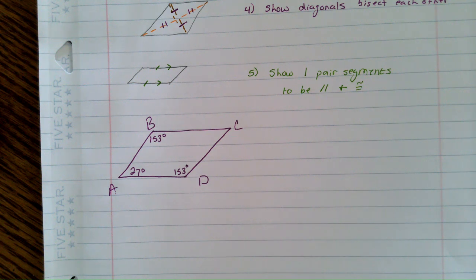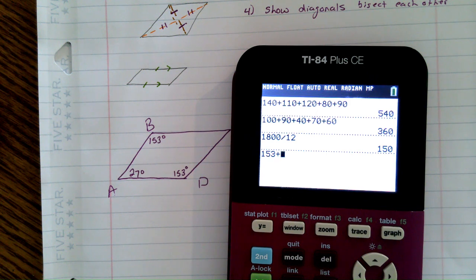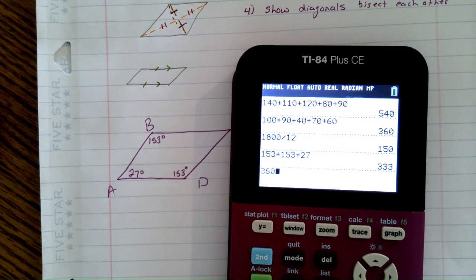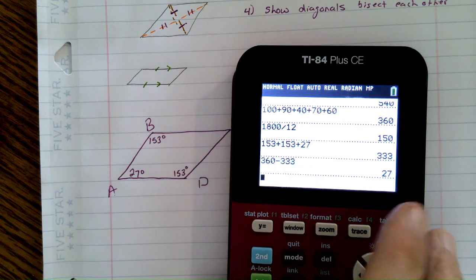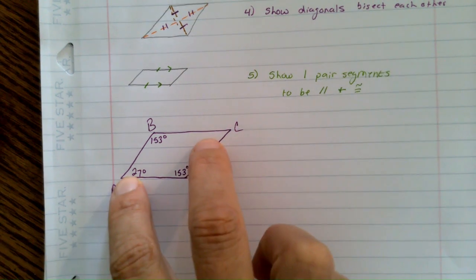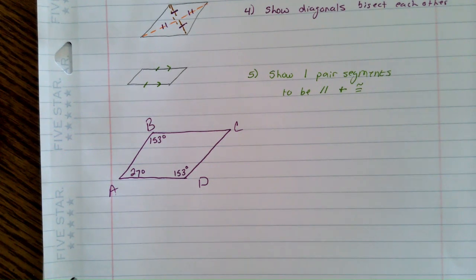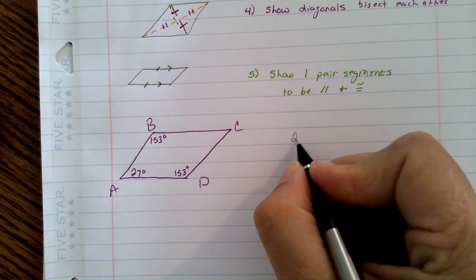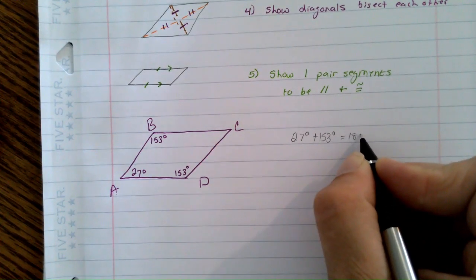Well, we have a couple ways we could do it. We could either remember that quadrilaterals have to add up to 360, and we have 153 plus 153 plus 27. We're only at 330. That's also 27. And we would have congruent angles and congruent angles, therefore yes. But the way that this is written just encourages us to go 27 degrees plus 153 degrees is 180.